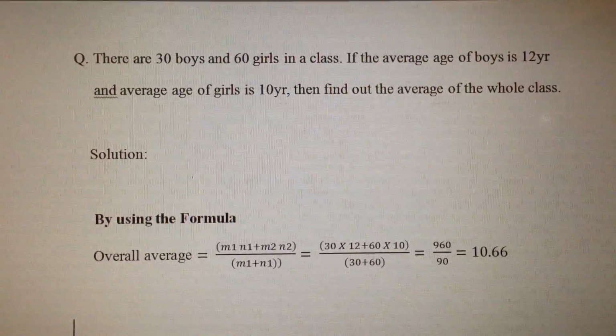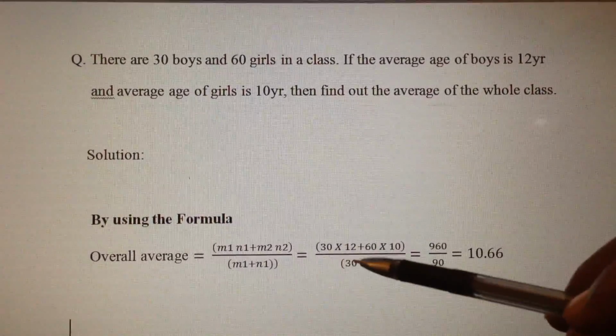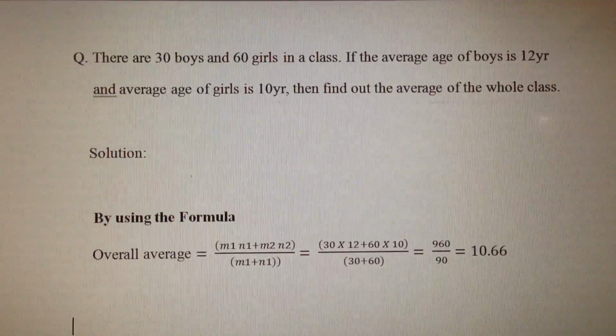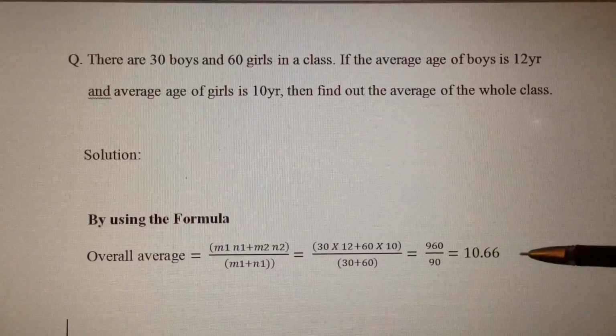Let us substitute the values in the formula given. Overall average is equal to 30 into 12 plus 60 into 10 by 30 plus 60, which is equal to 960 by 90. This is equal to 10.66.